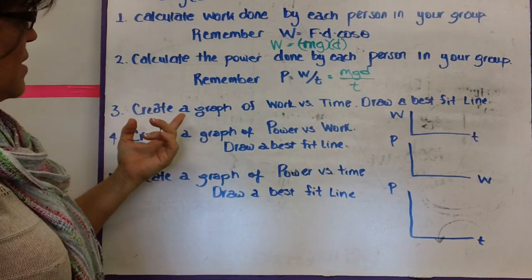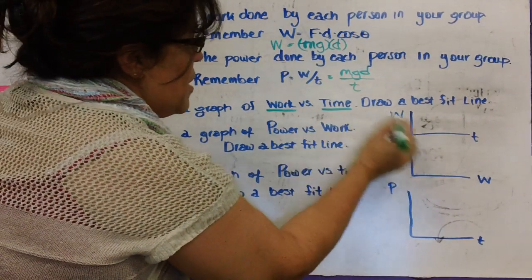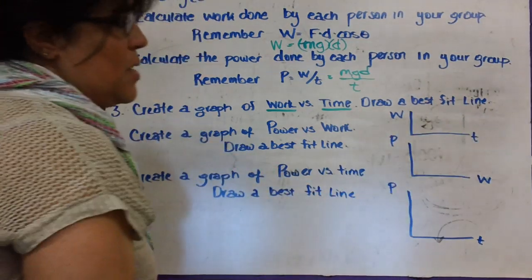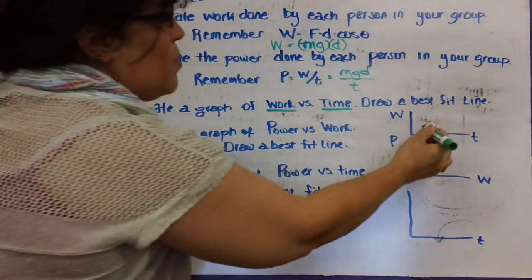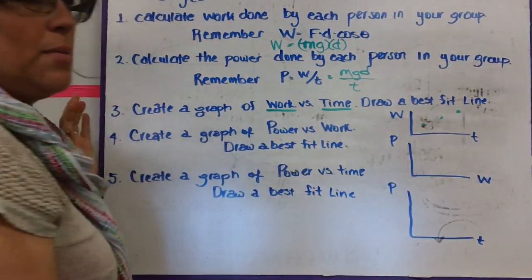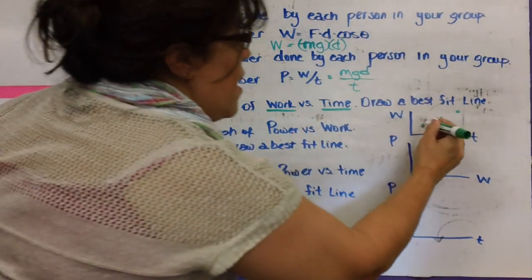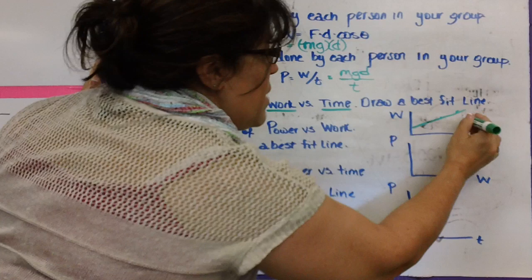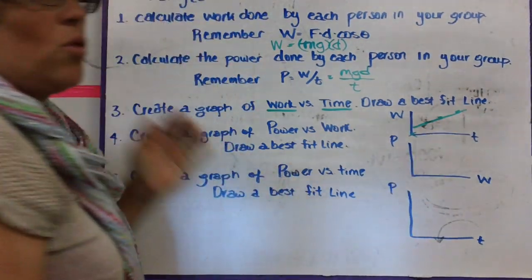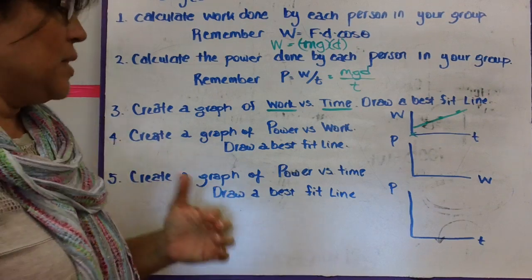Then you're going to create a graph of work versus time. So this is what it's going to look like. Work is going to be on your y-axis, time is going to be on your x-axis, and you're going to plot a point for each person. So if you have 3 people in your group, you're going to have 3 points. And then you're going to draw a best fit line. And remember, the best fit line goes through as many of the points as possible, and we don't necessarily go through the origin, because that would assume that it's 0 at 0, and that's not always the case.